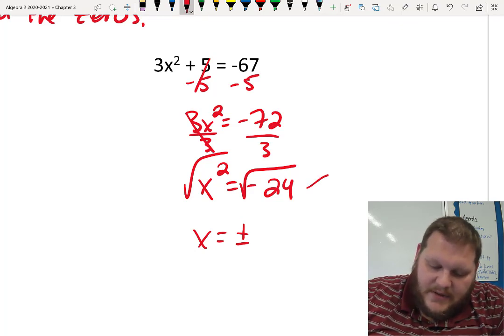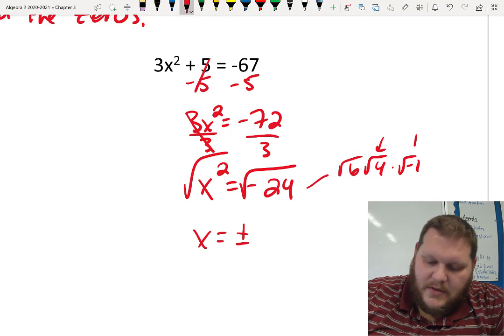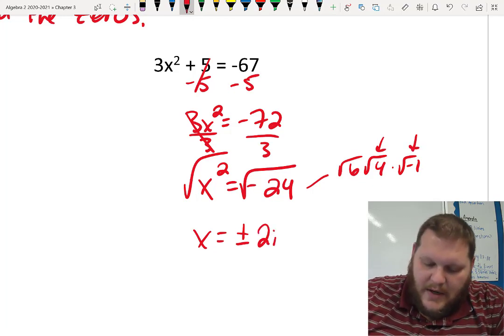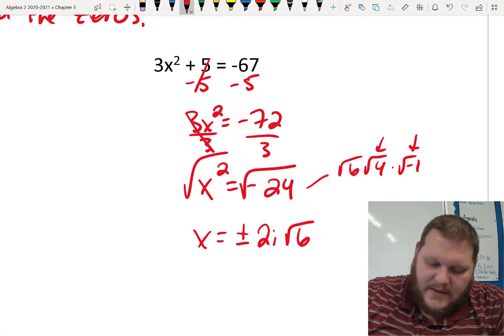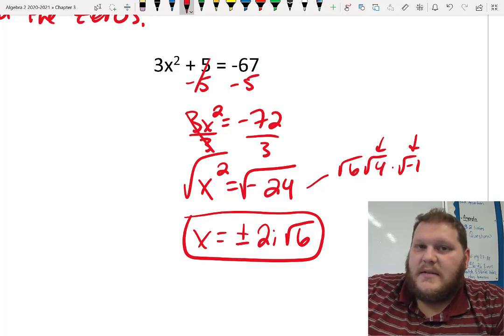So the way that I would split this up is going to be square root of 6, square root of 4, and the square root of negative 1, if you want to write it all the way out. So here, my square root of 4 and my square root of negative 1 are going to simplify, which is 2i, and then I still have that square root of 6 left over to give me my final answer of x equals plus or minus 2i square root of 6.